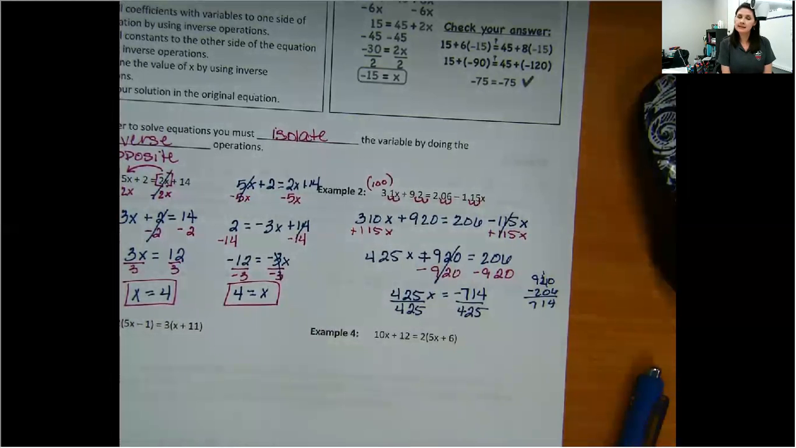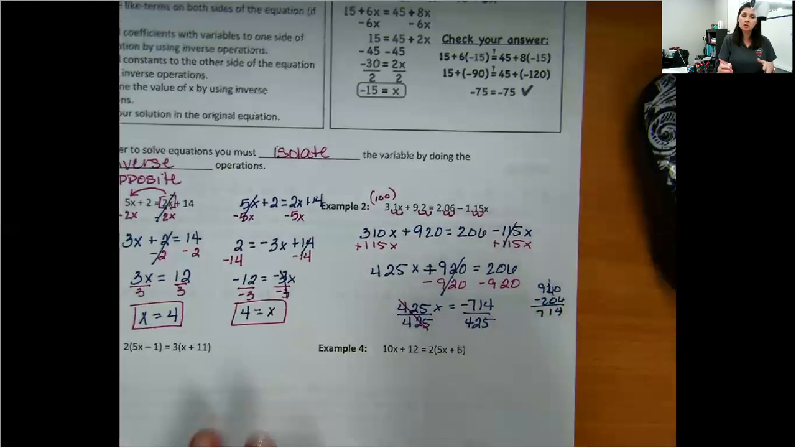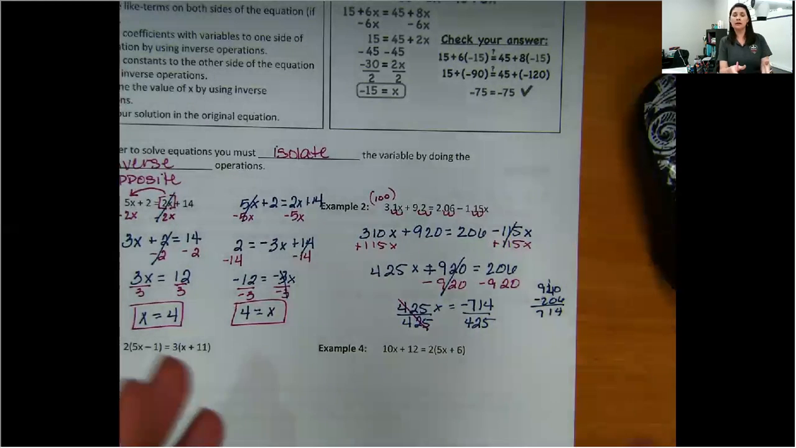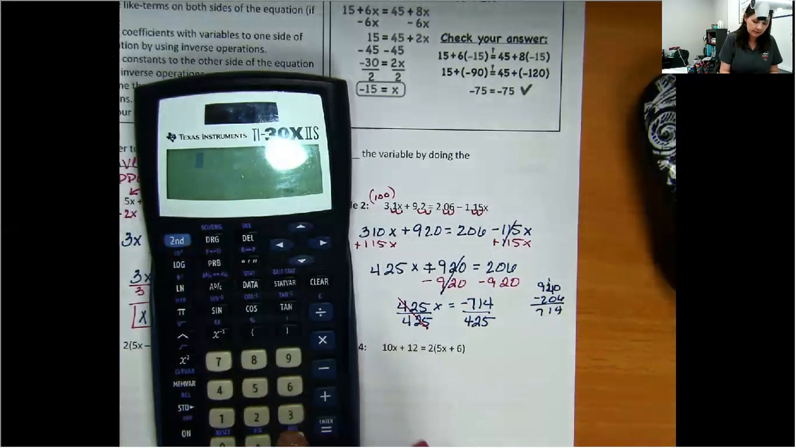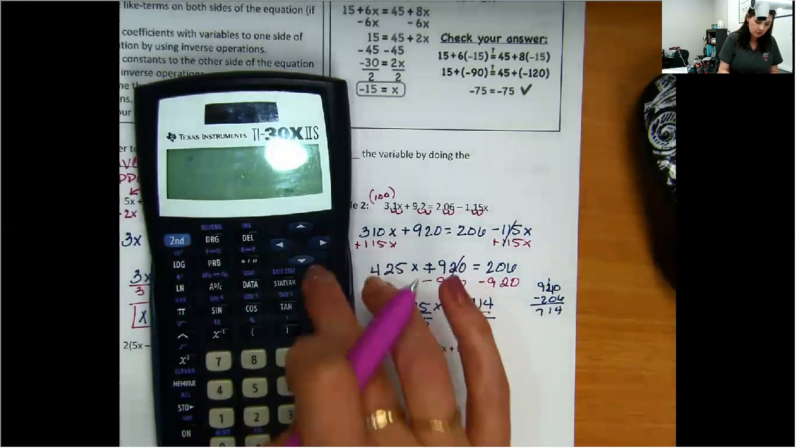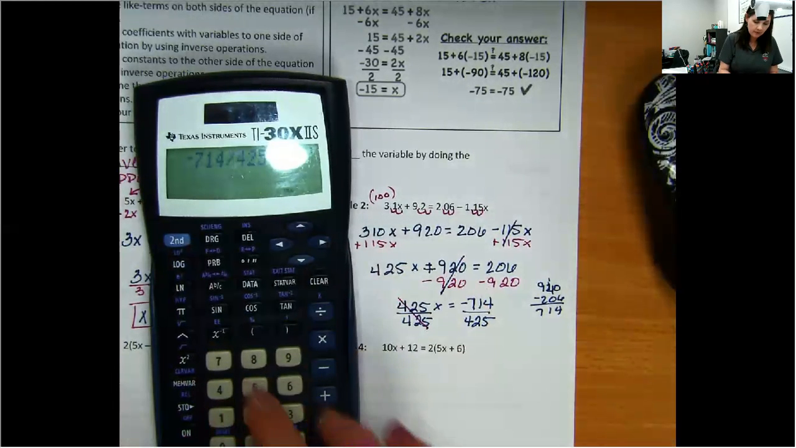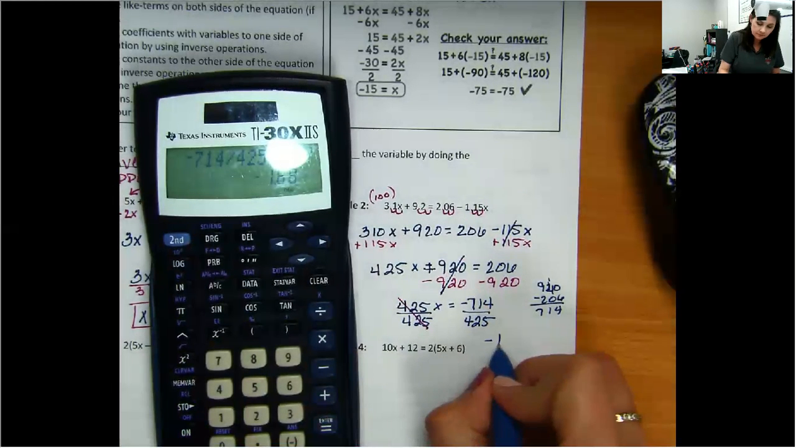So in this case, anytime you come up with a problem like this, you can use your calculator to solve it. I know that most of you know how to divide. That's not what I'm testing you on. I'm testing you on, can you get to this part right here? So I'm just going to use my calculator, and I'm going to take negative 714 divided by 425, and I get negative 1.68.